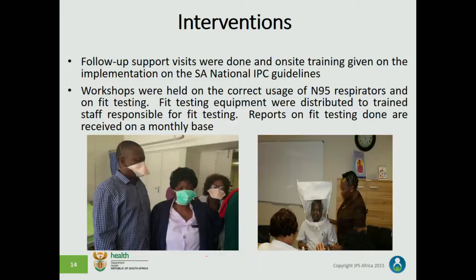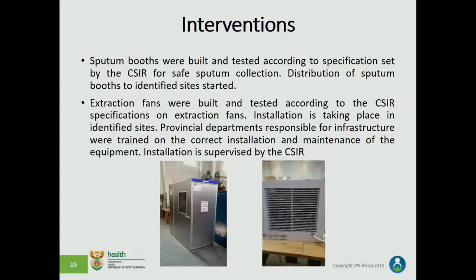Workshops were held on the correct usage of N95 respirators, and fit testing. We've purchased fit testing equipment, and that was distributed to basically all the places that were ready to start. And then the nurses have to report on the fit testing done. Then sputum booths were built and tested according to the specifications set by the CSIR for safe sputum collection. And we are in the process of distributing these sputum booths.